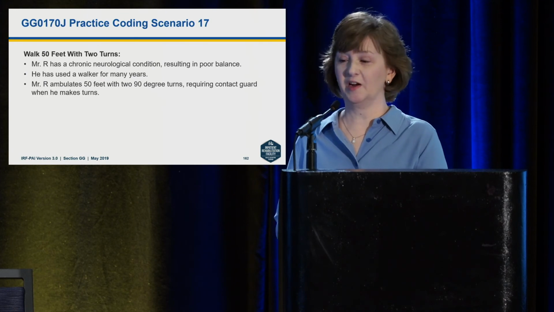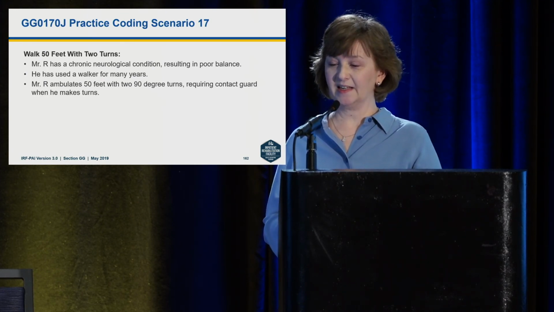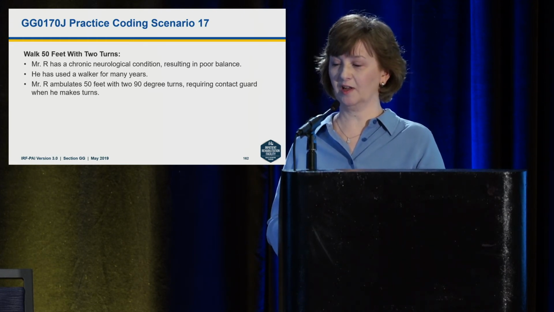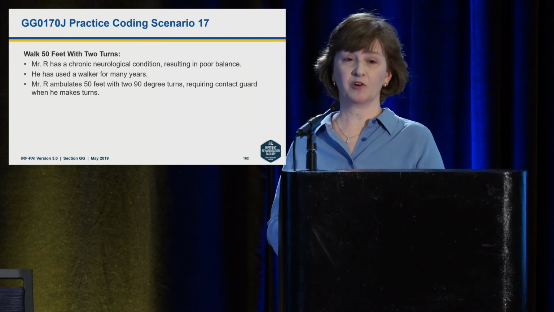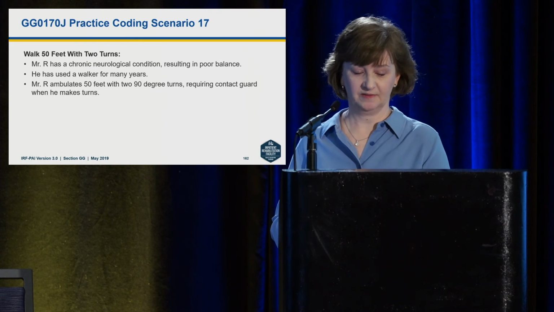So we have another scenario here. This is number 17 if you're following in your packet. So here we have Mr. R. Mr. R has a chronic neurologic condition resulting in poor balance. He has used a walker for many years. Mr. R ambulates 50 feet with 2 90-degree turns requiring contact guard when he makes turns.